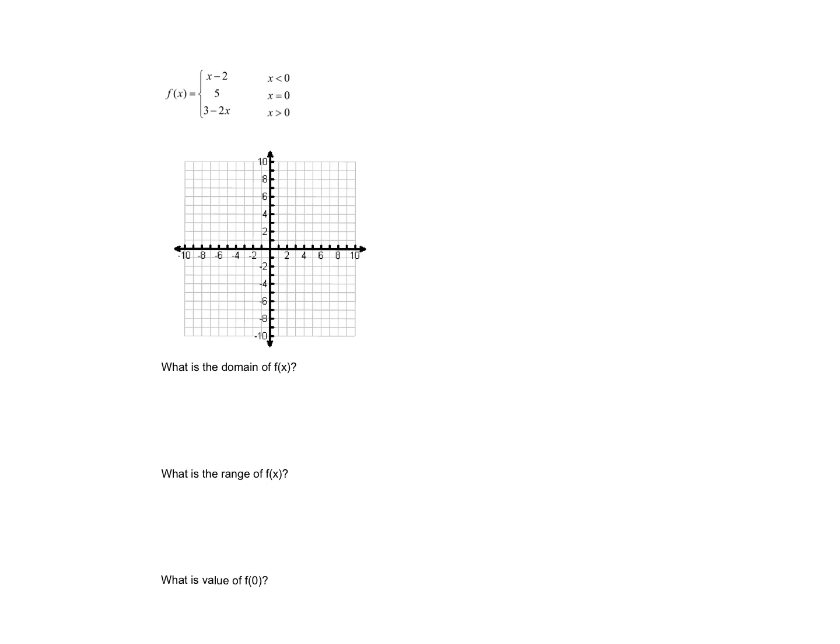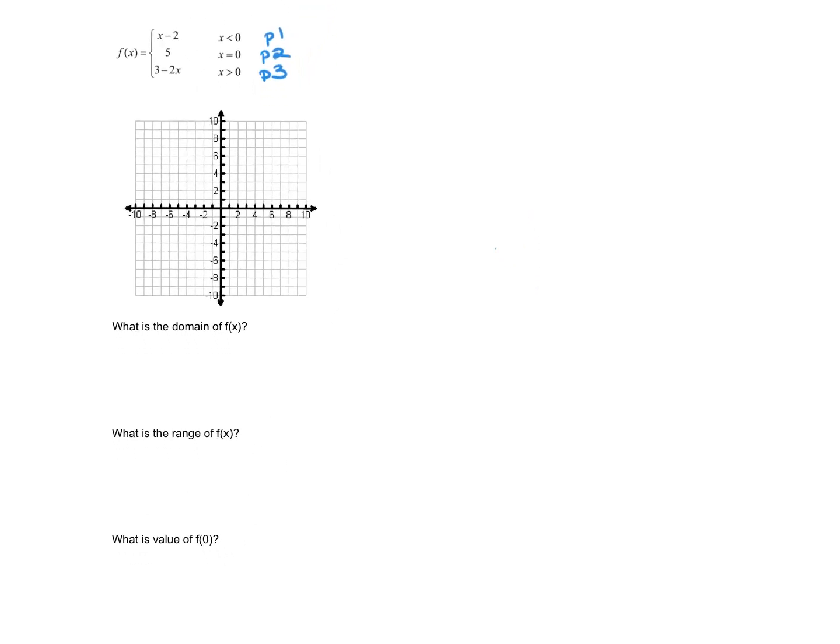Let's look at one more. This one has 3 pieces. This one has x minus 2 for x less than 0. Well, that's just going to be a line. We'll call that piece 1. 5 when x equals 0. That's going to be just a number. And 3 minus 2x when x is greater than 0. We'll call that piece 3. Okay. Now this one's talking about domain and range. That's typically easier done once you have the graph created, so we'll look at that later.